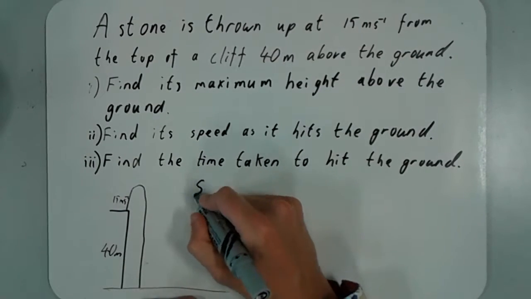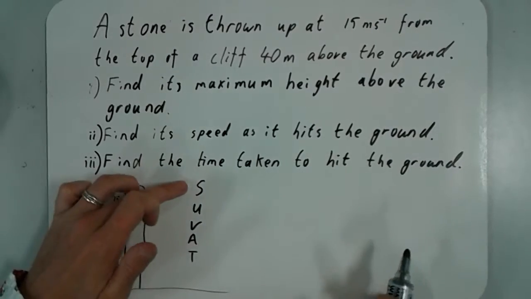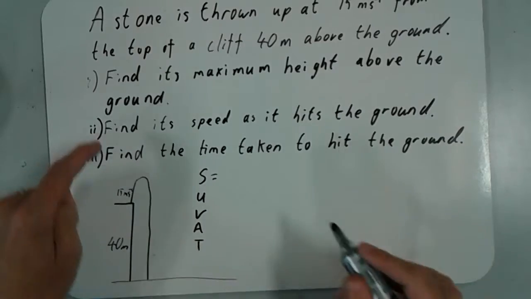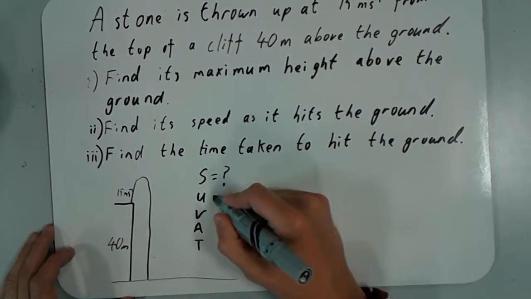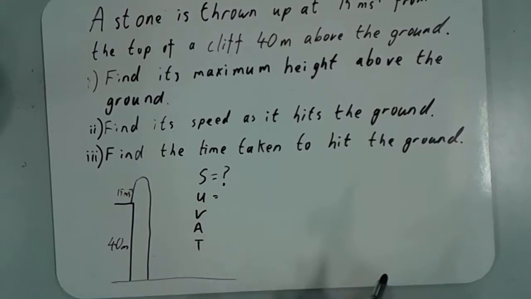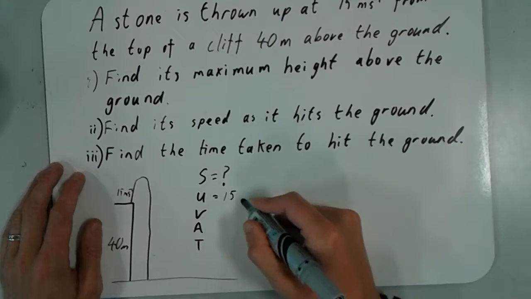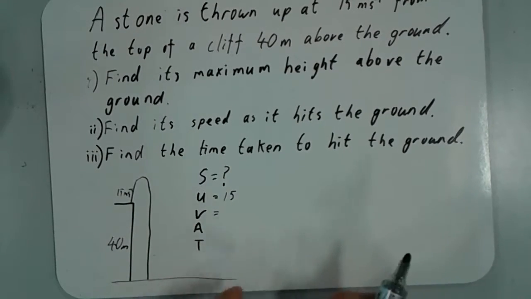Let's write that down. So whenever you're doing a SUVAT question, I would always recommend start with listing the information you know. So initially I want to find its maximum height above the ground. S is what I want to know, so I'm going to put a little question mark there because that's the question. U is 15. V, we don't know that, so I'll leave that blank for now.